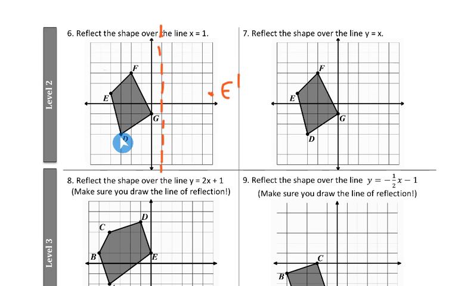Oh, I forgot to start with D. 1, 2, 3, 4. 1, 2, 3, 4. That's going to put D right there. F is 1, 2, 3. So 1, 2, 3 right there. And G is just 1 space away, so that goes right there. Connect those, and it might help if you just shade in that shape a little bit so that I can see it pretty well.